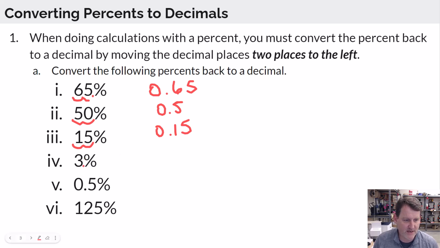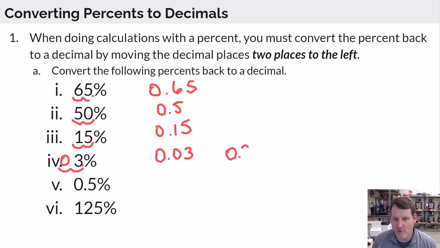3%, this one's tricky. So the decimal point's here. I've got to move back 1 place and another place. So I've got to put that 0 back in there. So I'm going to say here 0.03. That's that extra 0 I had to add in there. A common mistake is people will say that this is 0.3 is the answer, but they'll only have moved 1 place back. This is actually 30%, not 3%. So be careful of that mistake.